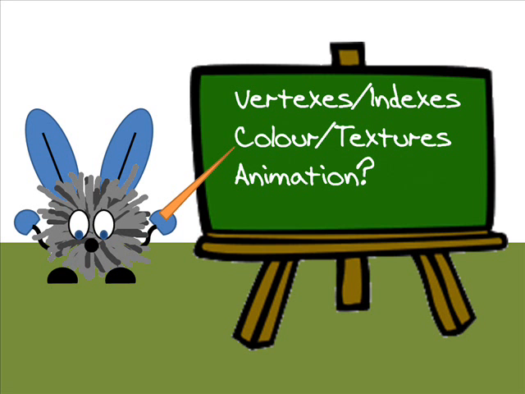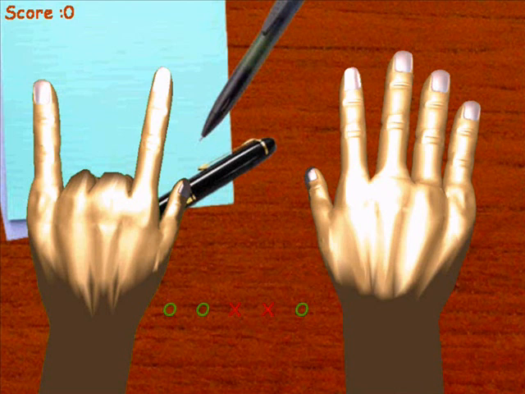Colors are really simple. I don't need to go through this bit. If you watched my video on lights, thank you, you may remember about that shininess attribute that you need to watch out for. But other than that, nothing to it.